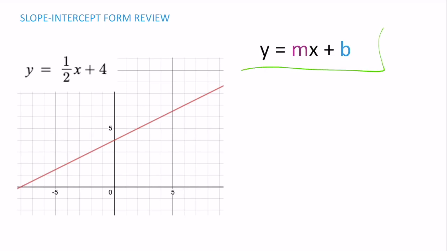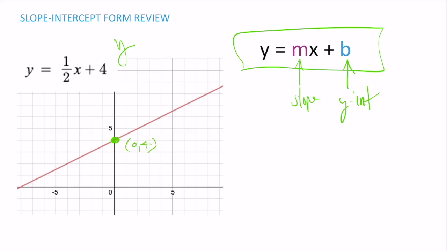So y equals mx plus b. That's the generic form. It always needs to look like that. Just keep in mind, you only have to find two things: the slope and the y-intercept. The y-intercept is just where your line crosses the y-axis, and we can see it's right there at 4, or (0, 4). So we already got the y-intercept. And we can also see it in the equation right there: plus 4, plus b, is a 4.